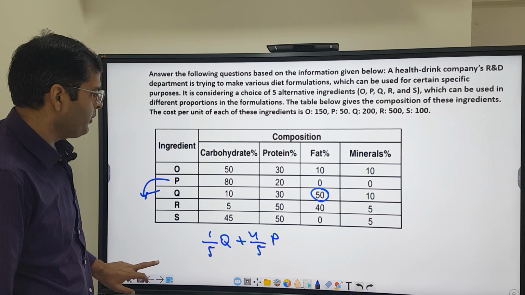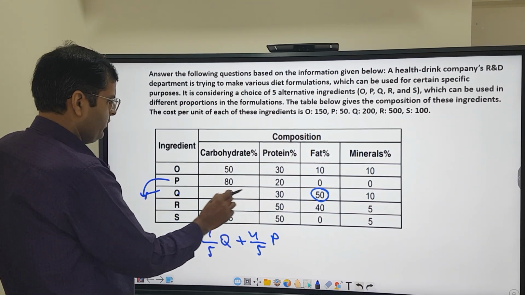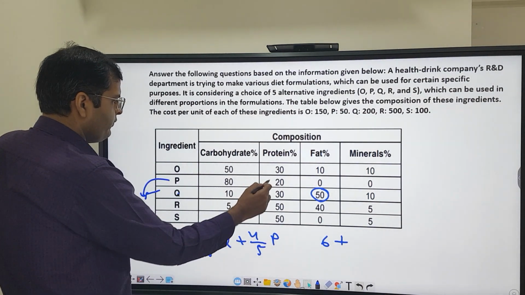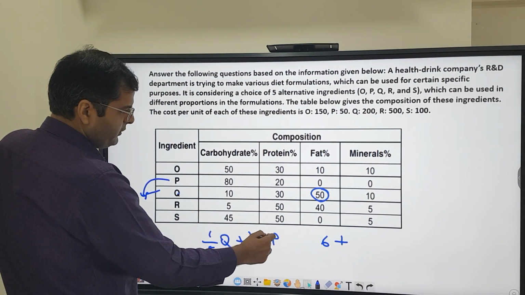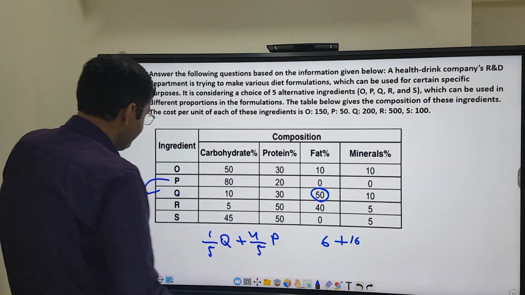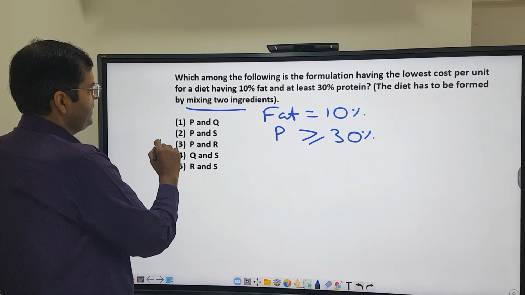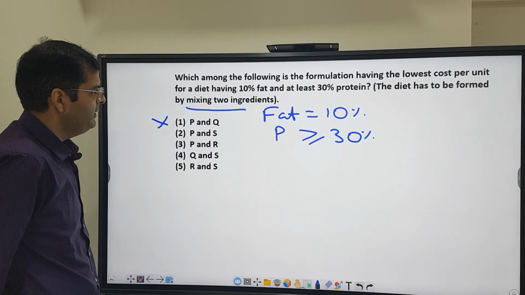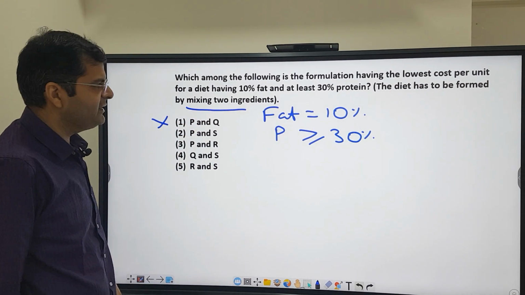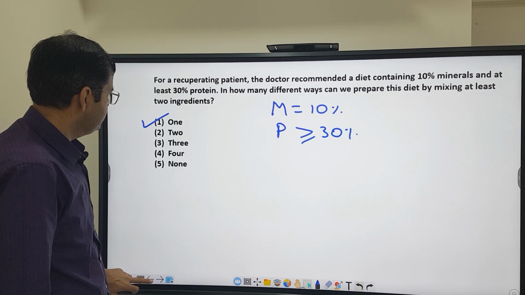And you have to get protein also. So what is protein here? 1/5 of 30 for Q, 1/5 of 30 is 6, plus 4/5 of 20. So 4/5 of 20 is 16. So it comes out to be 22. Protein is not coming out to be greater than or equal to 30. So it is not possible, because here when I make fat as 10%, protein is coming out to be less than 30%.